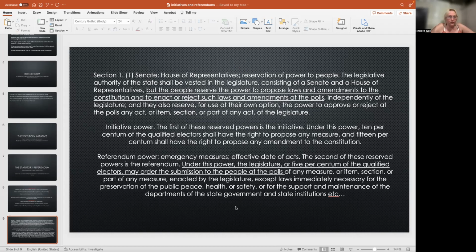So in all, these are describing the initiatives and the referendums in the Arizona state constitution, and the benefits, the pros and the cons, and some of the ways that it has helped.